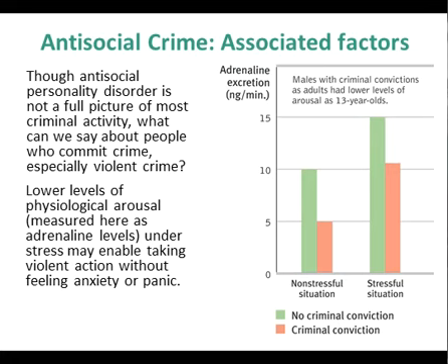So in this graph, we see males with criminal convictions as adults had lower levels of arousal as 13-year-olds. So they measured their levels of arousal, and now we see the following. No criminal conviction versus criminal conviction. So with males at the level here, at 13-year-olds, we see differences in levels of this adrenaline, and in non-social situations it's much less, and they're more likely to have a criminal conviction.